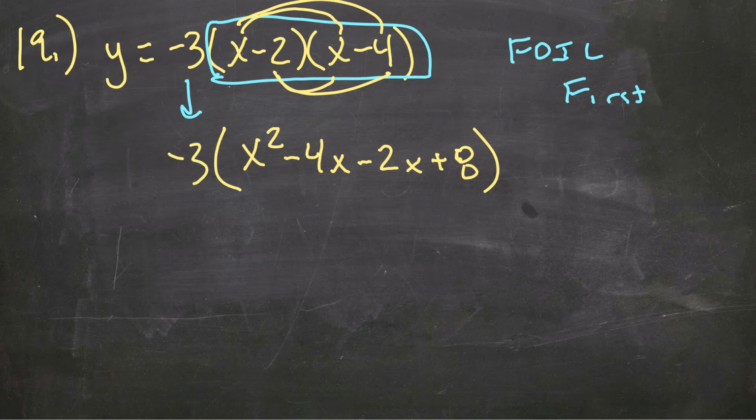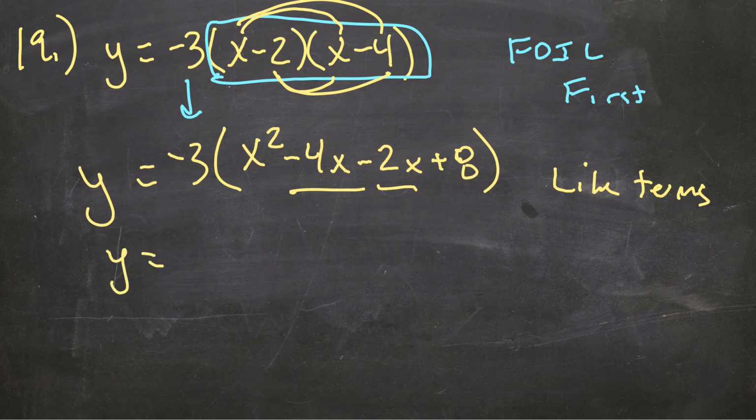Right? Negative 3 didn't do anything. It just drops down. Y didn't do anything. It just drops down. I combine my like terms. Like terms have to be the same letter to the same exponents. You can't put x squared with anything. So I get y equals negative 3 times x squared minus 6x plus 8.